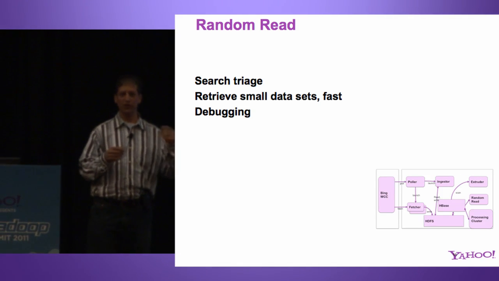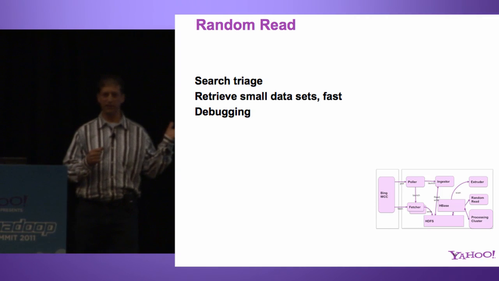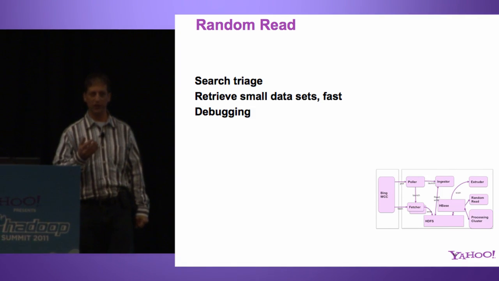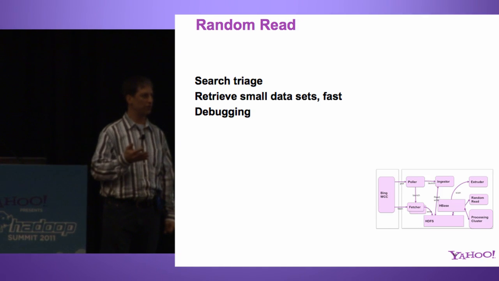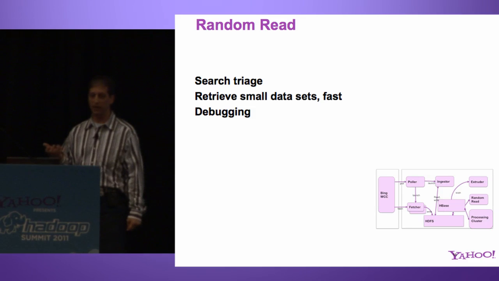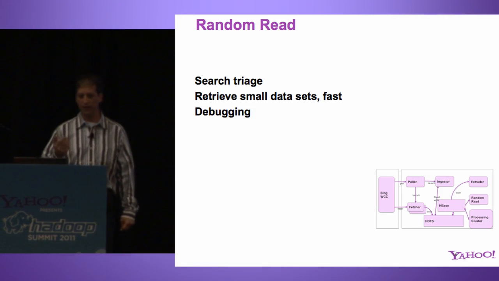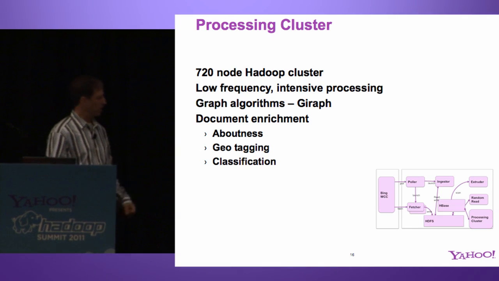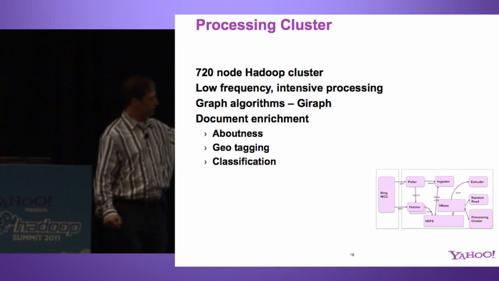So you want to run the extruder when you want a data set of millions of pages, but if you only want 1,000 pages and you don't want to wait hours for it, the time it takes for a full scan, then you can just go in and fetch 1,000 pages with random reads. And of course, for debugging, you just want to see what the system has. On the side, we have a processing cluster.